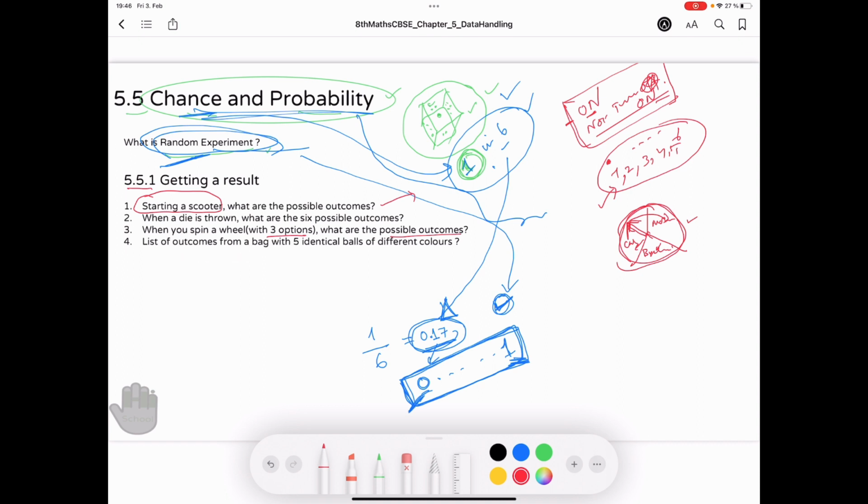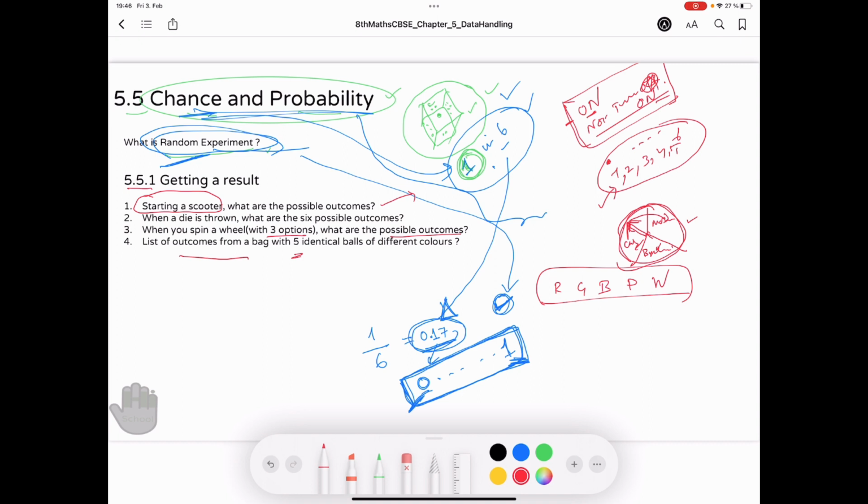List of outcomes from a bag of 5 identical balls of different colors. So you have 5 balls of 5 different colors, and you're pulling out a ball. From this bag which has 5 identical balls, any color can come out. Say for example, it has red, green, blue, purple, and white. So these are 5 colors. So you pull out a ball without looking at it, right?